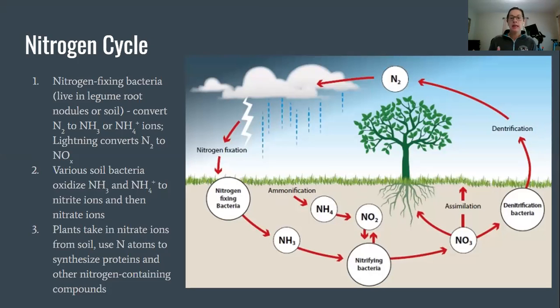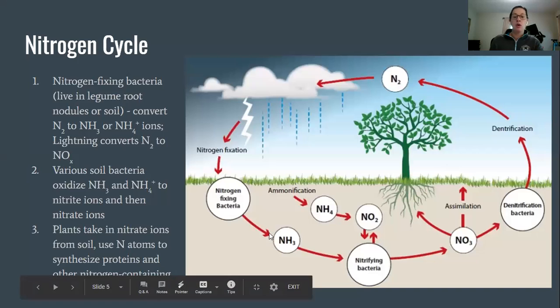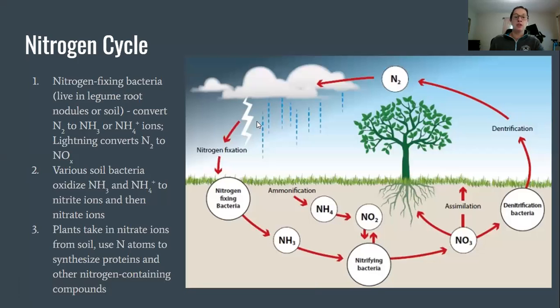So we mentioned the nitrogen cycle. The nitrogen cycle is, in general, the cycle of nitrogen atoms as they move through the different areas in our biosphere, really, because it's not just in the atmosphere, it's also in the earth. It starts with nitrogen fixing bacteria. They live in legume root nodules or in soil. They will convert nitrogen gas to ammonia gas, which it shows here, or even ammonium ions. And lightning will convert nitrogen in the atmosphere to a nitrogen oxide.